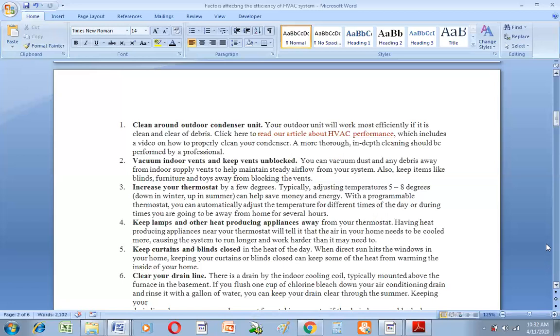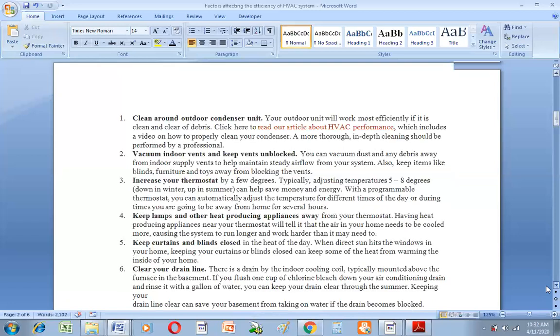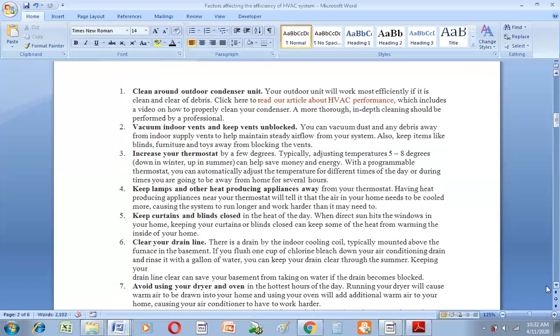The next point is clear your drain line. Means some fluids are there. We have to clear those drain lines. For example, cooling coil, cooling liquid is there. Basically, there is some freon or F12, etc. That fluid is used as a coolant, and we have to keep that line clear so that there will be a proper flow of the coolant.